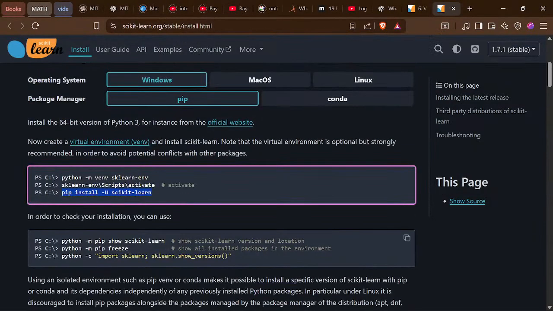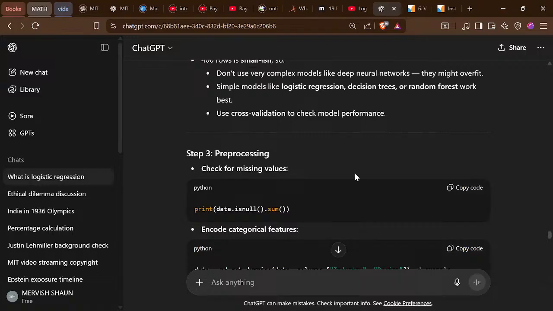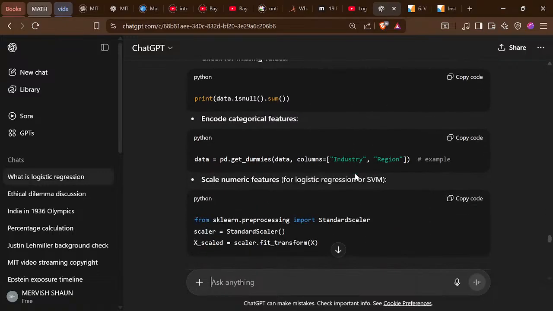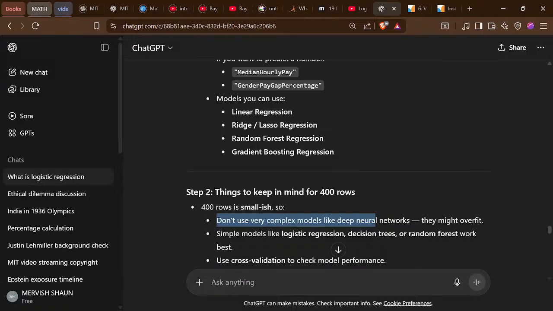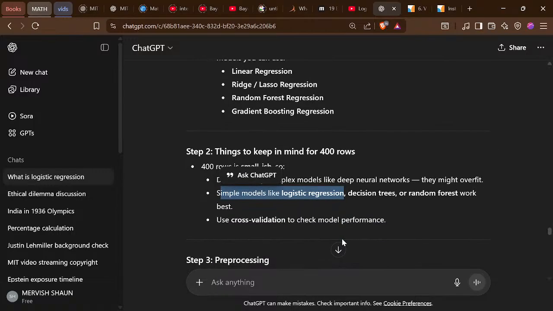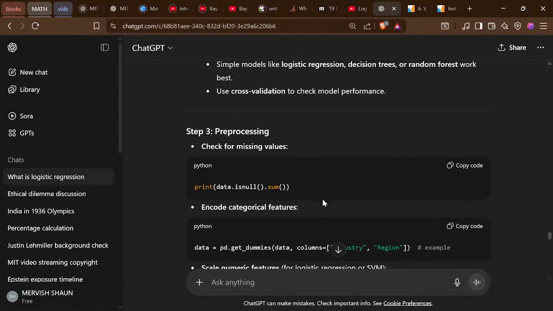Okay. I think yeah, it's NumPy. Everything comes under it, so I don't have to be too worried about it. So let's see. What is it saying? Is smallish, so don't use very complex models like deep neural networks. They might overfit. Simple models like logistic regression, decision trees, random forest work best. Okay, I'm gonna use logistic regression.